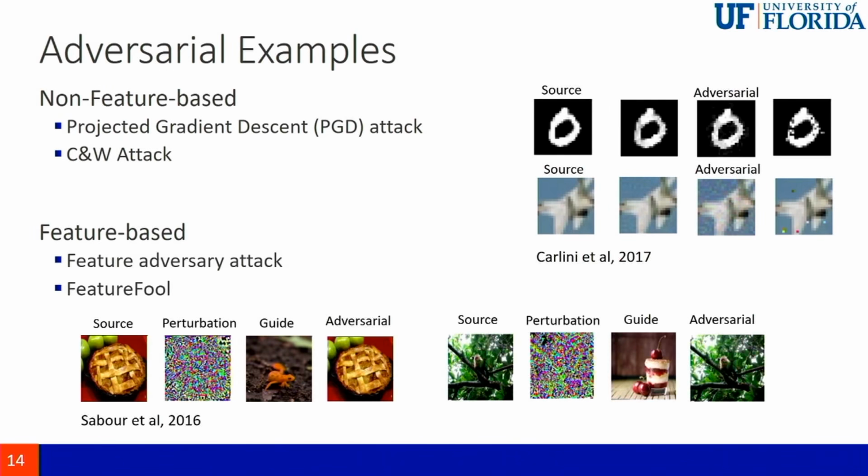And we also have feature-based. The idea is that you have a source image, and you also have a guide image. The key idea is that the perturbation would be carefully designed so that the source image plus the perturbation will become the guide image. So for example, in the left bottom four figures, the adversary example, the pie will be recognized as another small animal here. So this is the key idea.